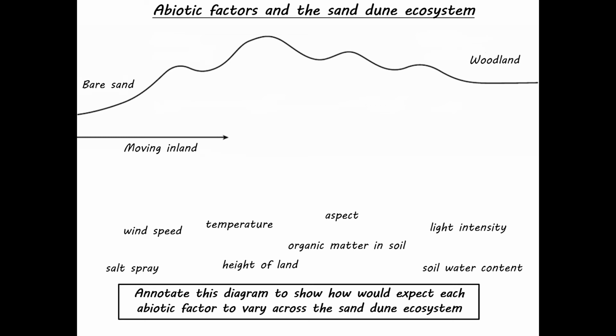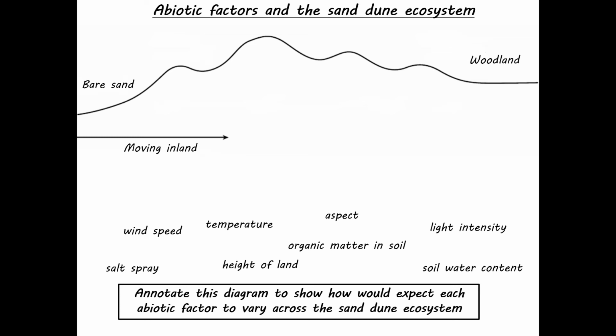Okay, so wind speed. On the bare sand, there's very little plant cover, so there's no trees, just bare sand. So the wind speed is very strong, very fast. As you move inland and there are more plant species and eventually trees and woodland, then the wind speed decreases. Salt spray. So salt spray is something that would happen very close to the sea. So it's high at the bare sand, but getting lower as you move inland.